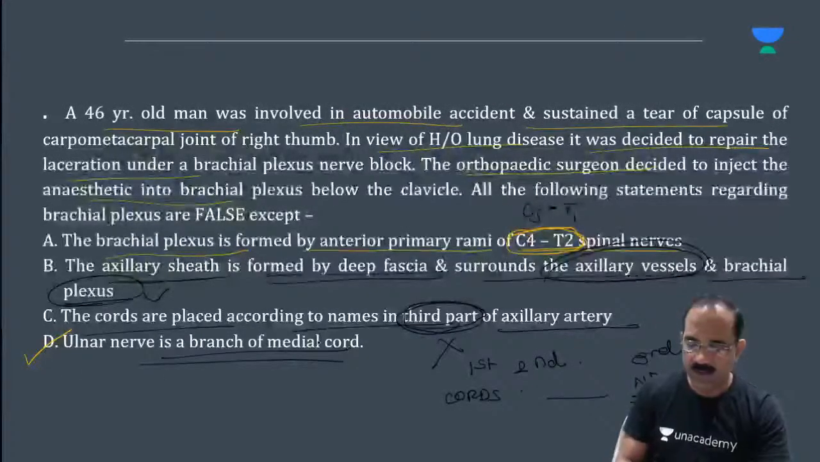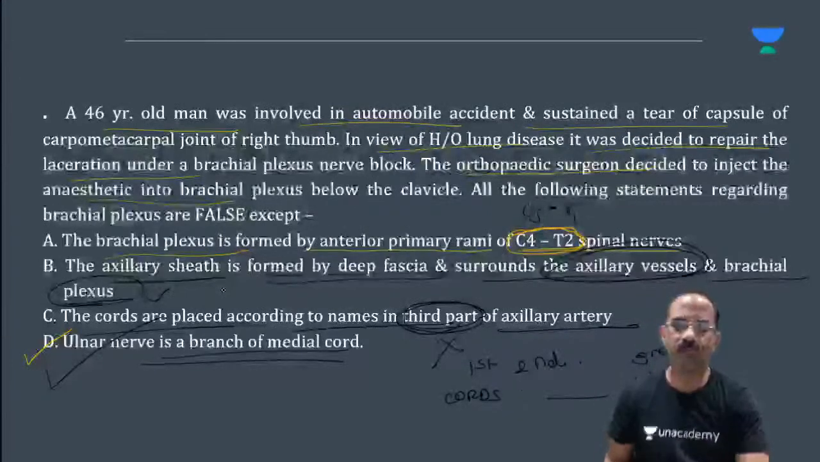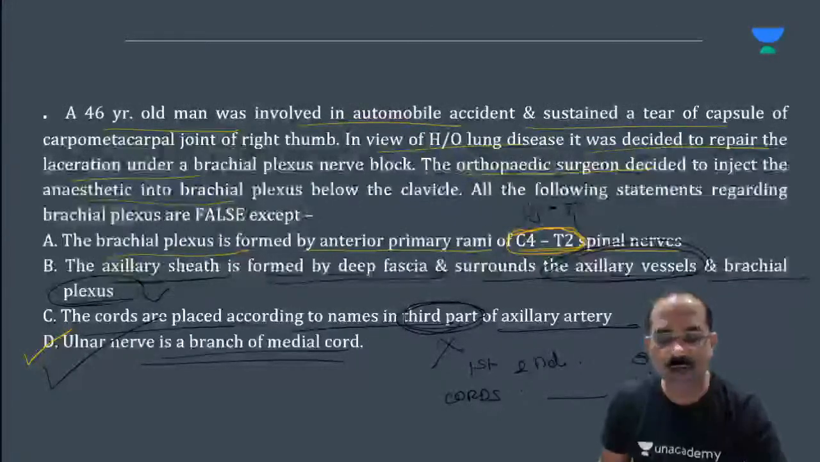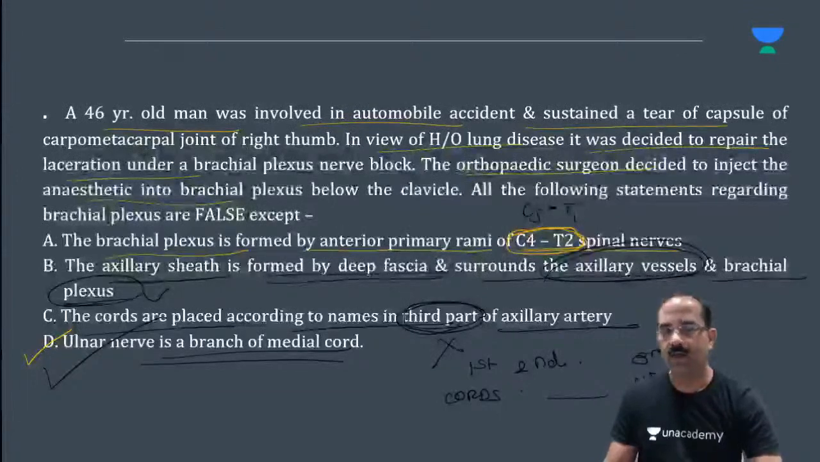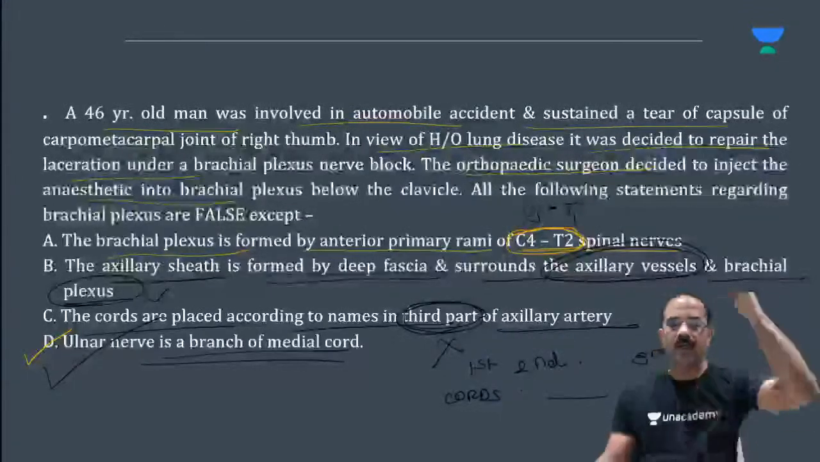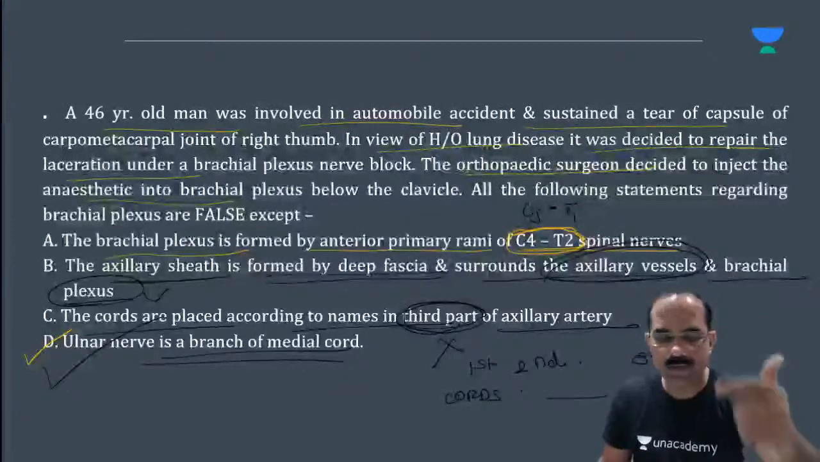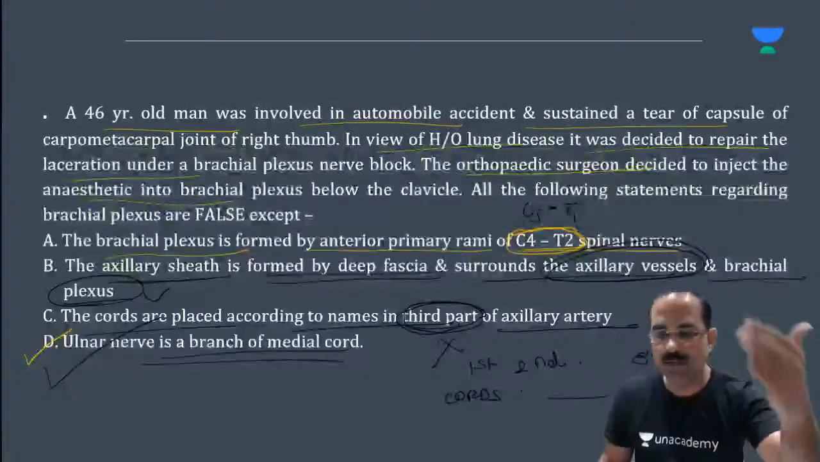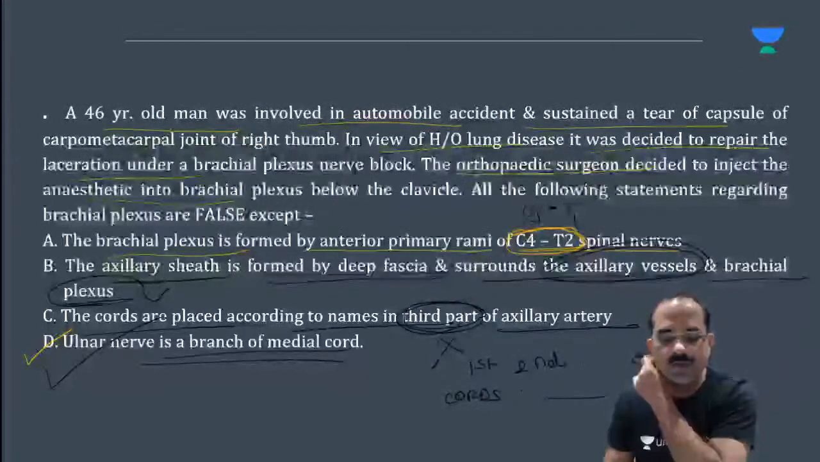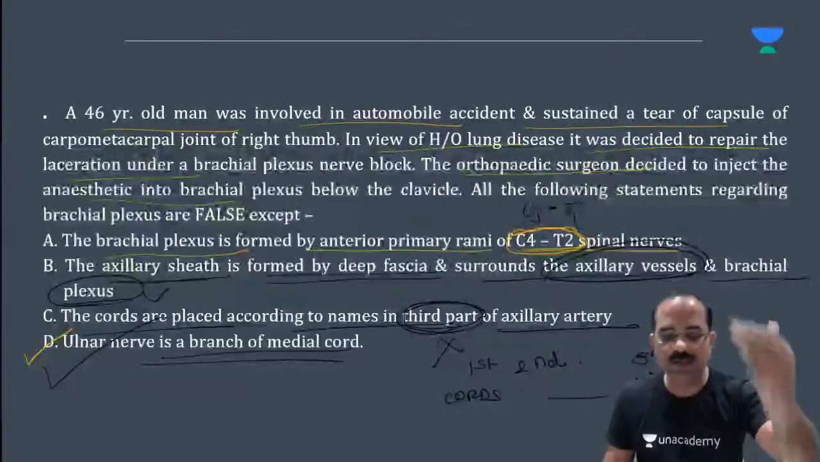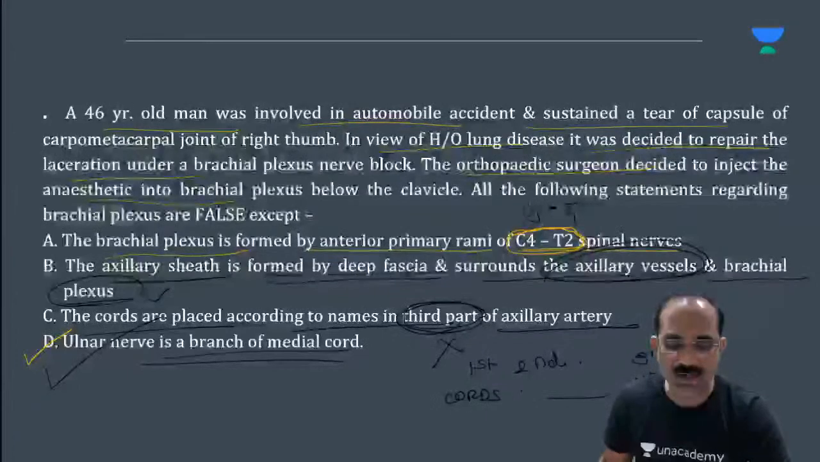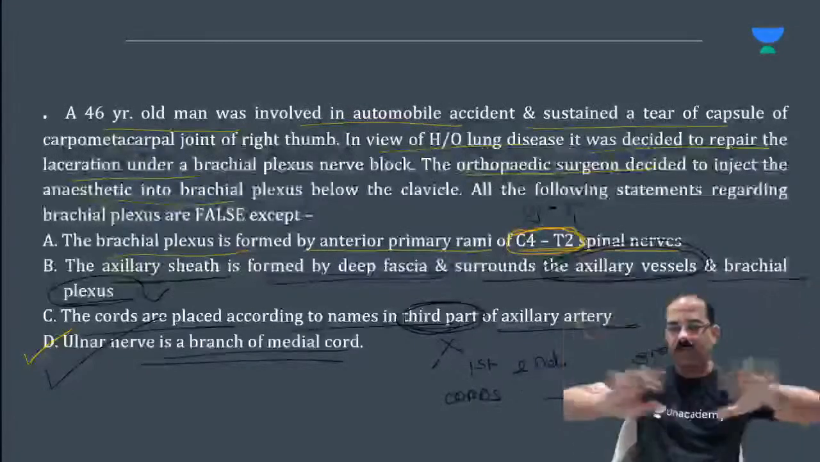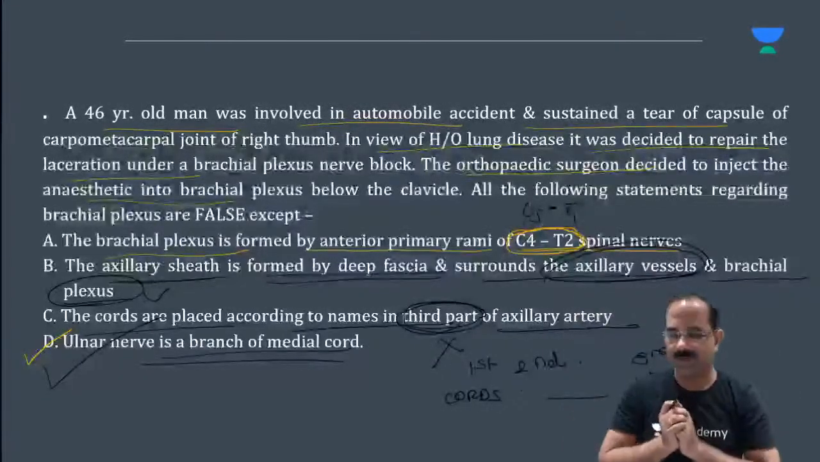Ulnar nerve is a branch of medial cord. Yes, correct. If you can quickly tell me, students, which are the other branches of medial cord? One is the medial pectoral nerve, the medial root of median nerve, the medial cutaneous nerve of arm, medial cutaneous nerve of forearm, and ulnar nerve. Very good. So these are the branches of medial cord.